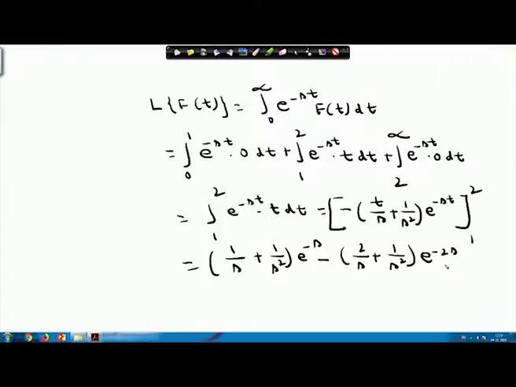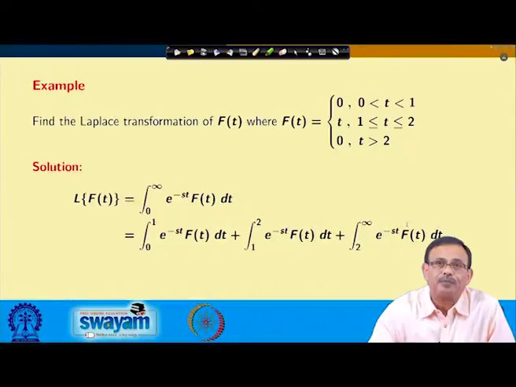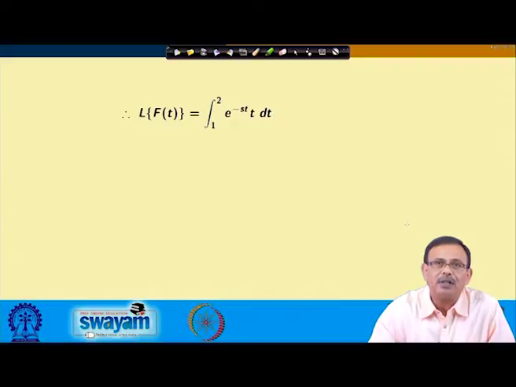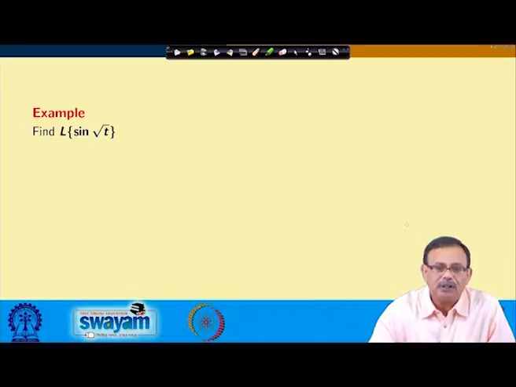Whenever you have a function which is defined in many intervals, you simply break the integral from 0 to infinity into those many intervals, like we did here: 0 to 1, 1 to 2 and 2 to infinity, and I can solve the problem this way. And if I evaluate, I obtain this. Our next example is to find the Laplace transform of sine root t.